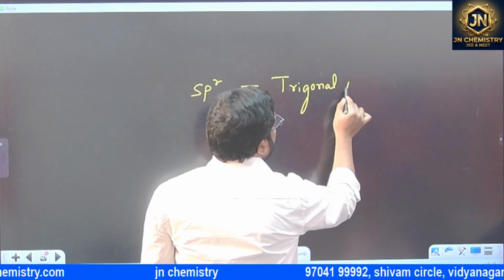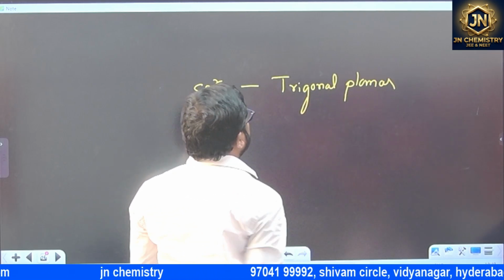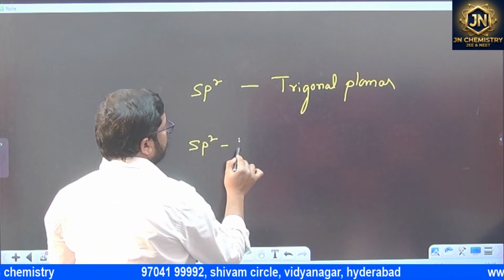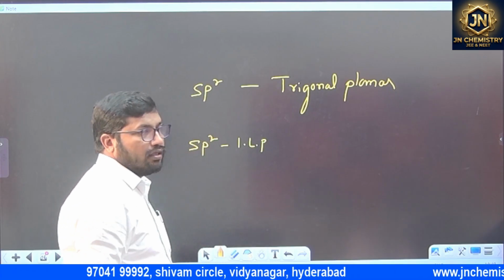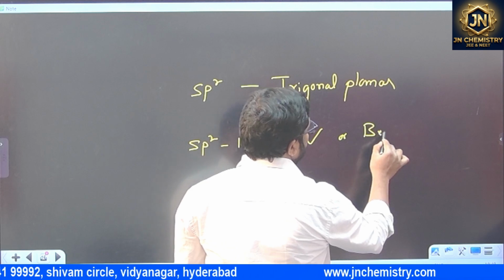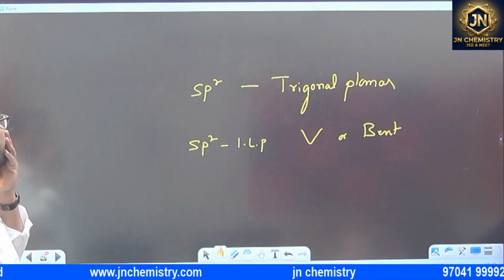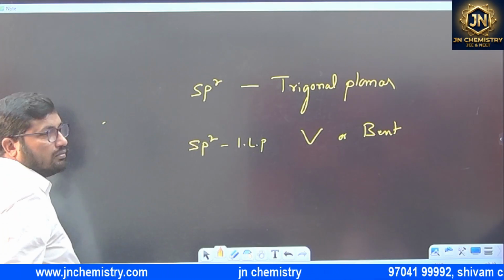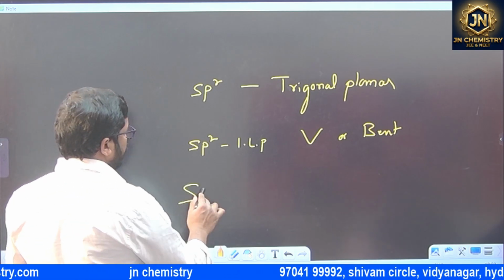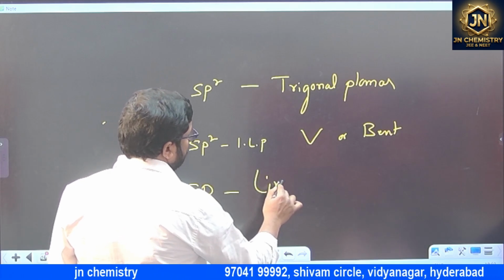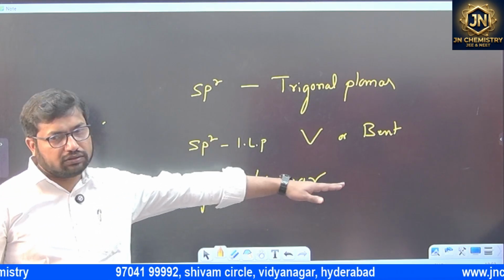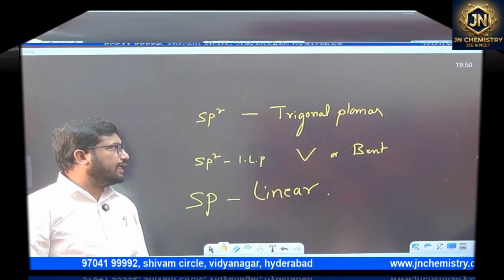sp2 trigonal planar shape. Trigonal planar. sp2 trigonal planar. sp2 with one lone pair. V shape or bent shape. sp2, alkenes are sp2. sp. Linear, straight. sp linear. Right.